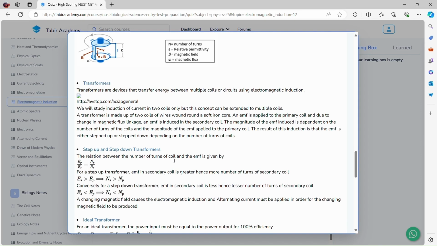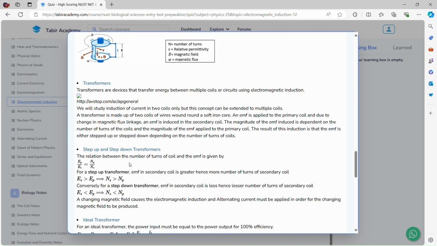The relation between the number of turns of coil and the EMF is given by EP over ES equals NP over NS. For a step-up transformer, EMF in the secondary coil is greater, hence more number of turns of secondary coil. ES is greater than EP, hence NS is greater than NP.